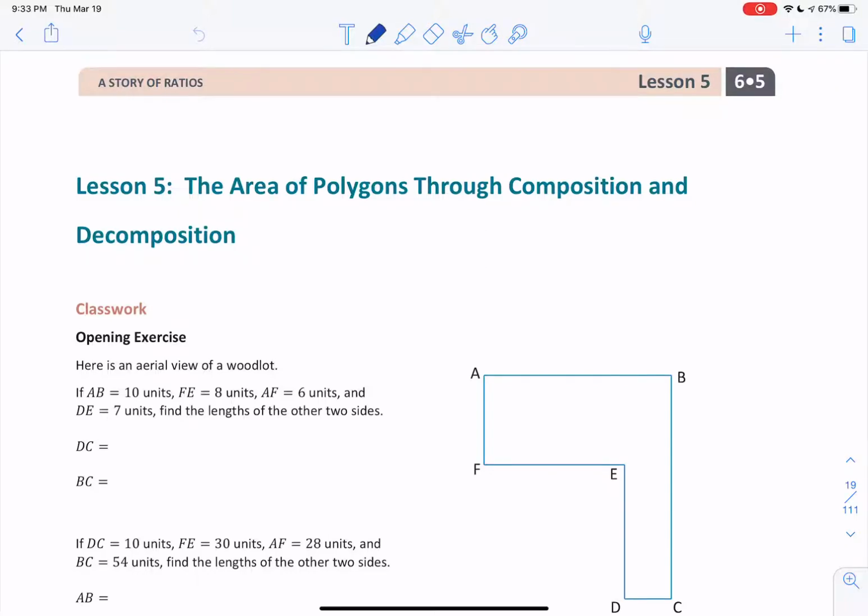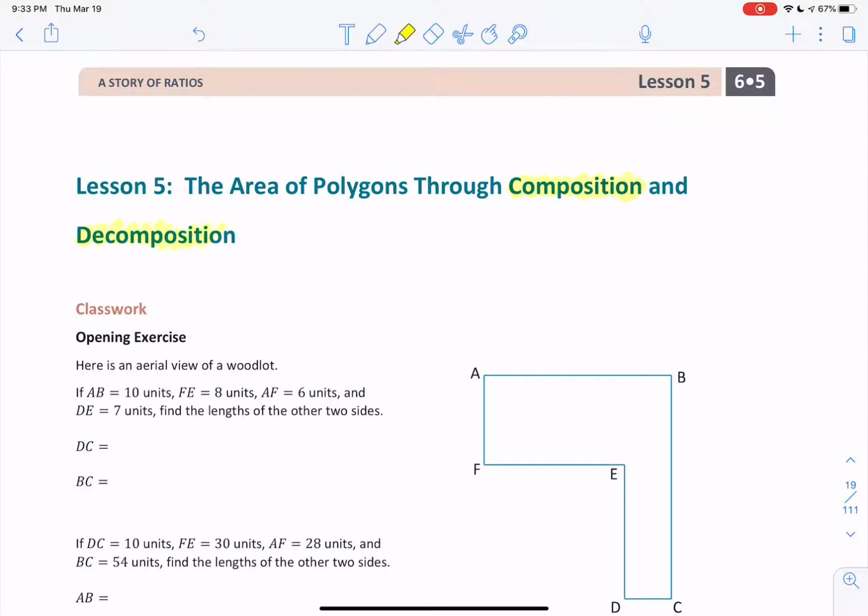Hey guys, Mr. Perez here with Module 5, Lesson 5, the area of polygons through composition and decomposition. I want to do a little bit of vocab work with you guys here. We see two words here, composition and decomposition.